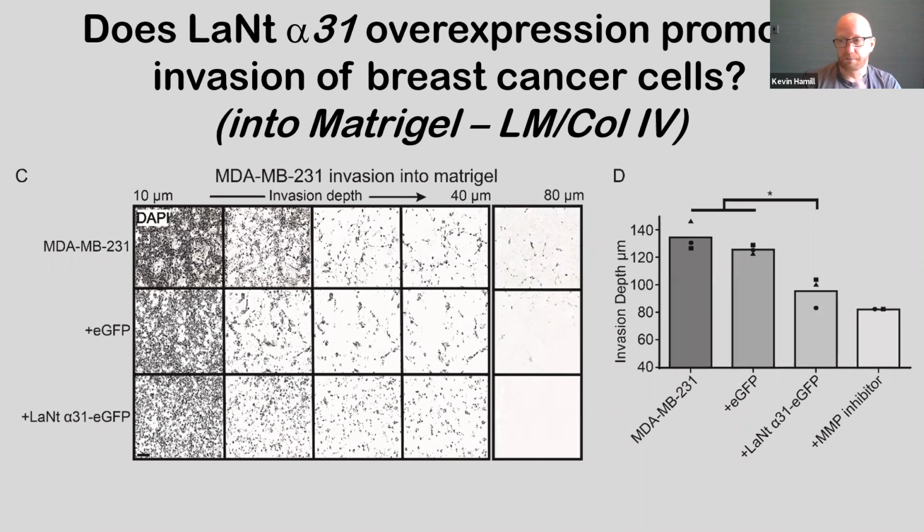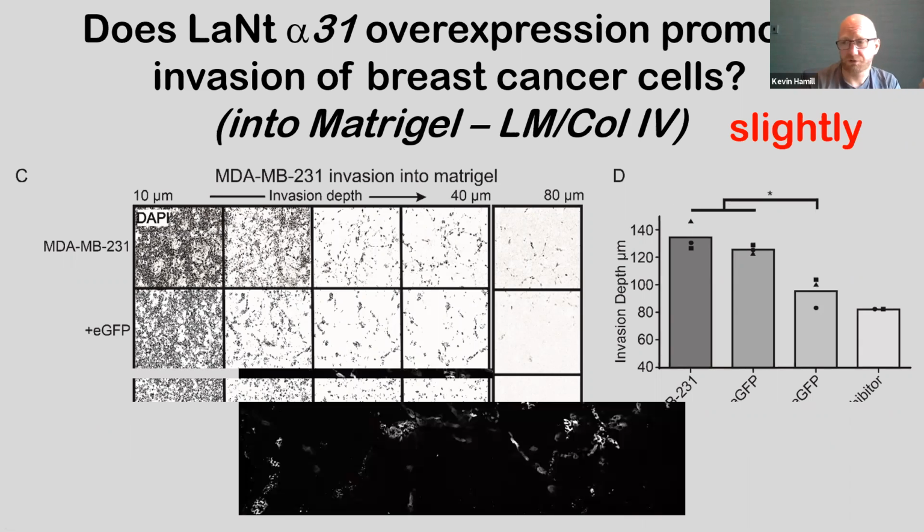But when we did it into Matrigel, and Matrigel contains predominantly, well, 60% laminin 111, about 30% collagen 4, and then thousands of other proteins, what we do see there is actually a significant reduction in the total depth, the number of cells per area. So we get a slight reduction in invasion.